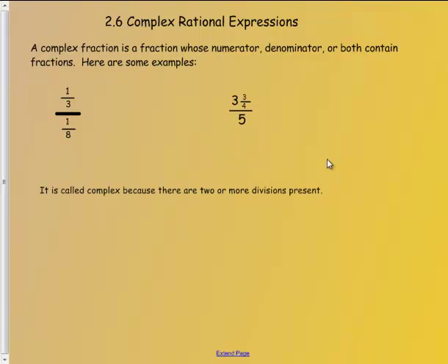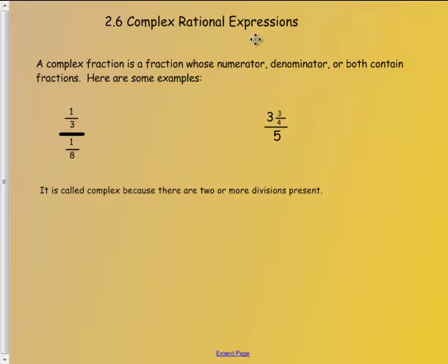All right, today we're doing complex rational expressions. And once again, all together now, what does rational expression mean? Yay, fractions. Charles, I'm not sure I heard you yell fractions out. Good, better. All right.